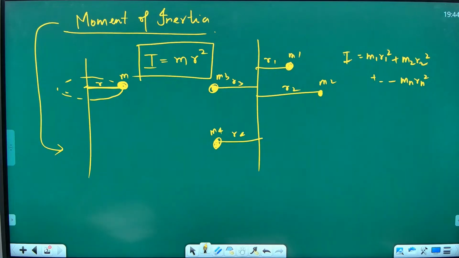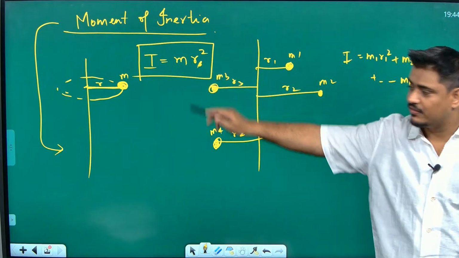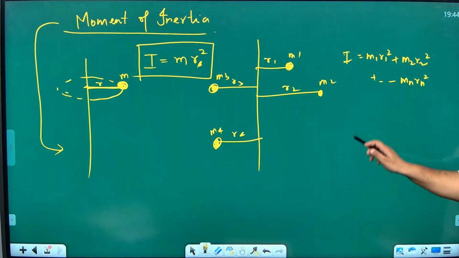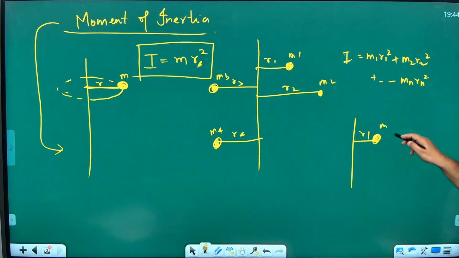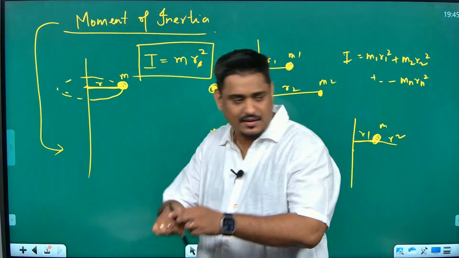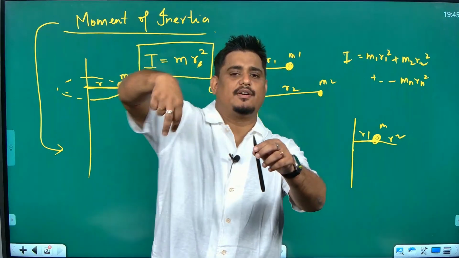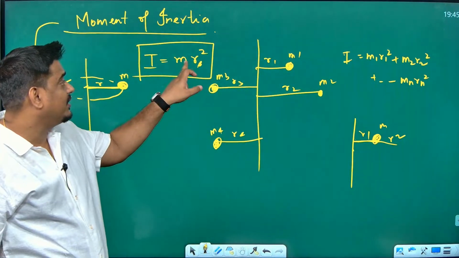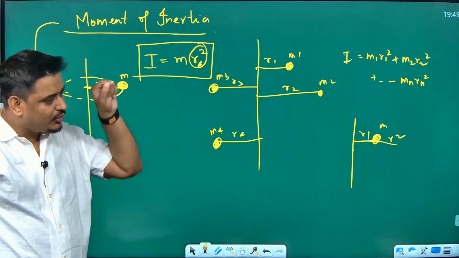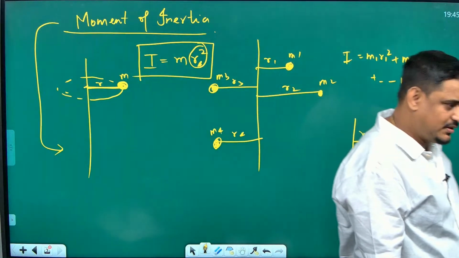If R changes, then moment of inertia also will change, because moment of inertia depends upon R. Suppose there is a mass rotating at R1. Slowly the same mass, within some time, goes to a new distance R2. Then its moment of inertia also will change. Suppose the body is moving like this, going far, far, far. Its moment of inertia is also changing, because moment of inertia depends upon this R. If this R changes, then moment of inertia also changes. Is it clear to you?